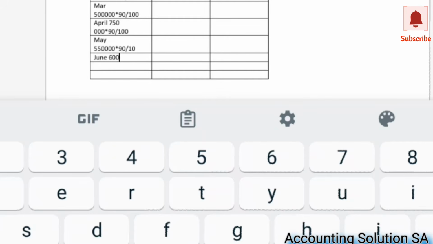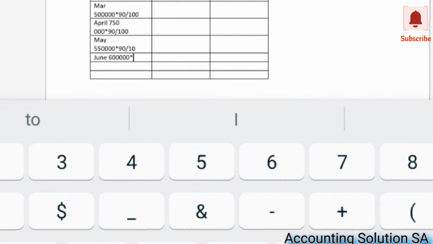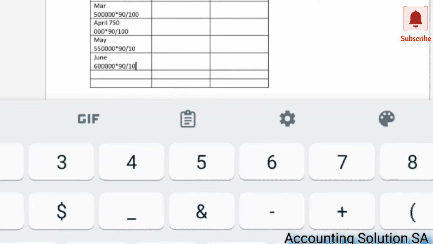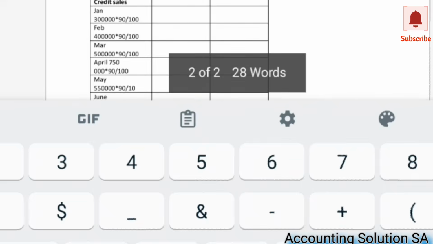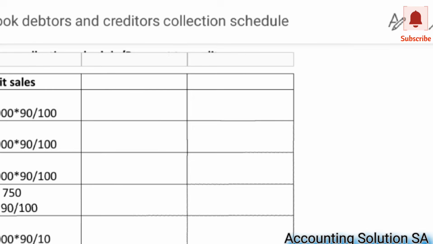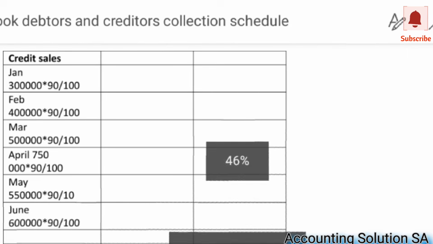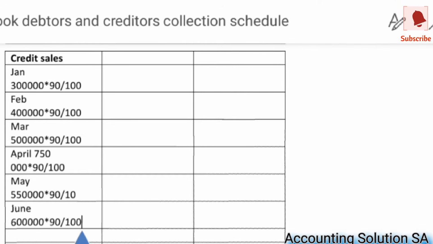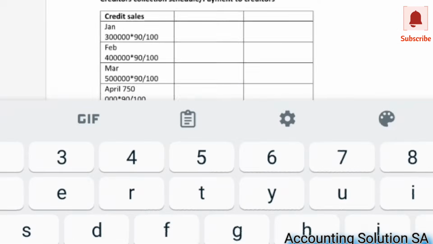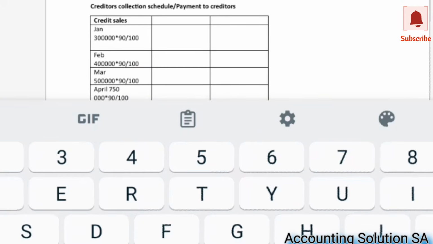600 multiply by 90%. Just to show this calculation, guys, there is a max. There is a max. So please make sure that your calculation looks like this. Okay, now let's get the answers for each month.